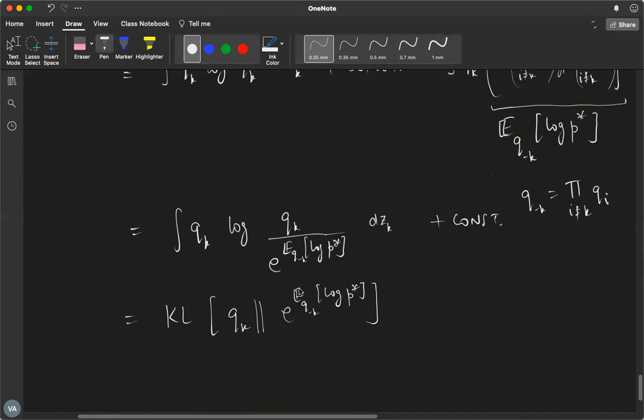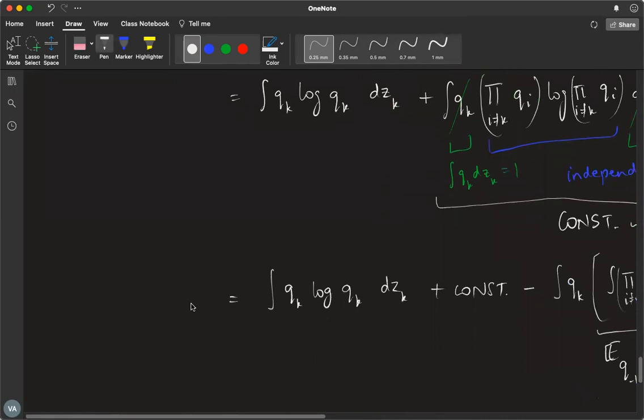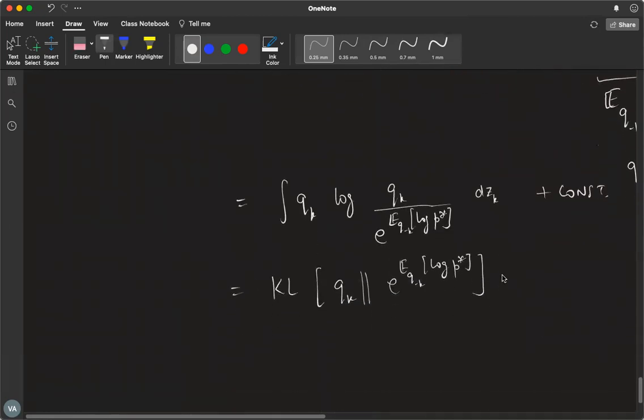It's again a KL divergence. Now, to minimize this KL divergence, this is just QK, a single random variable, or a univariate random variable. What is the minimum of this? What is the minimum value of QK now? What value of QK minimizes this KL divergence?